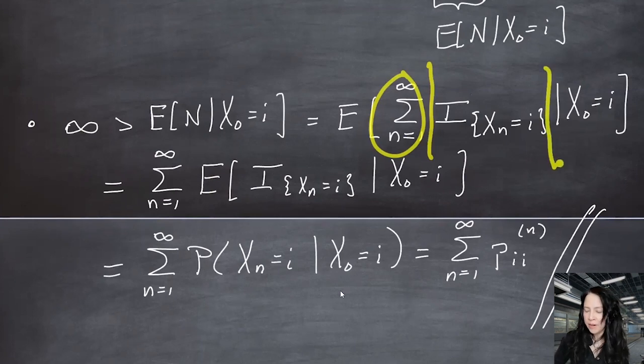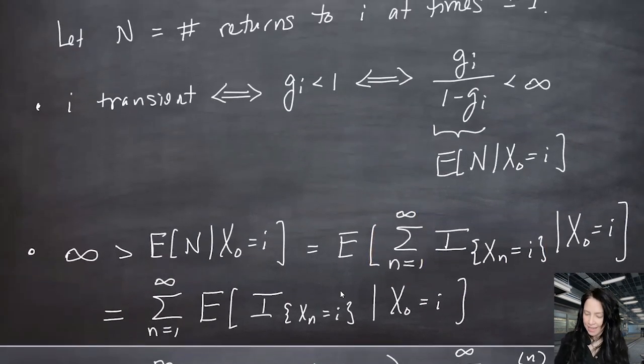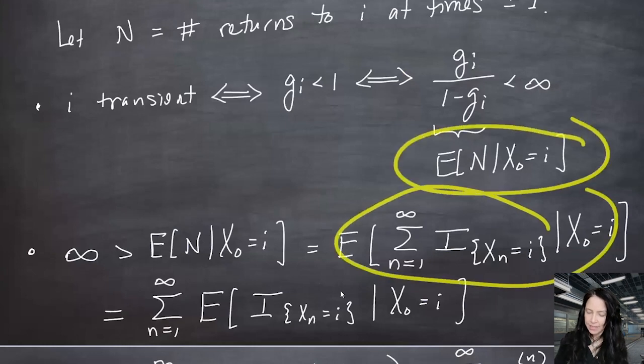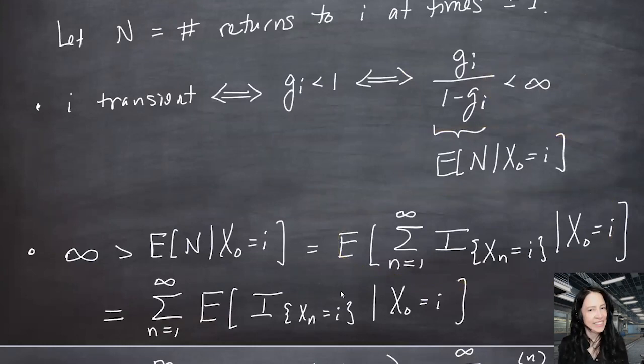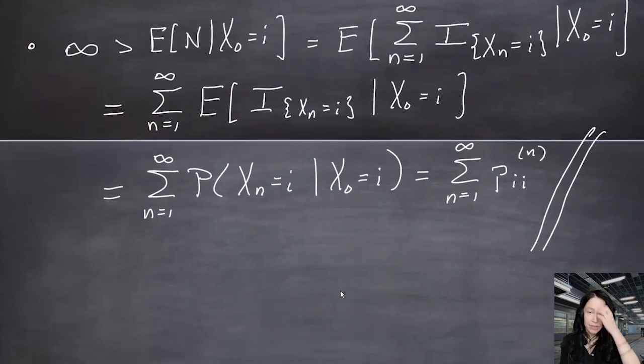And the sum there with absolute values is finite because when you take the absolute value of an indicator, it's still just the indicator. And this is equal to this, which is finite. Yeah, it would make more sense if I wrote it down. But if the thing is absolutely summable.